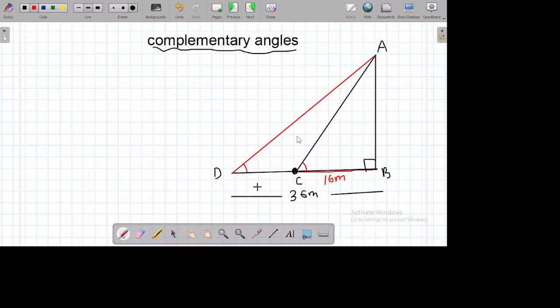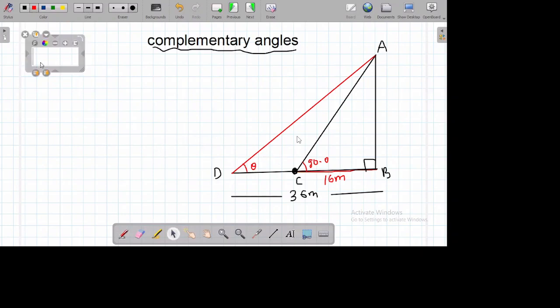So complementary angle means one angle will be theta, and the next angle will be 90 minus theta. In this way, we have to suppose the angles. Complementary angle means one angle is supposed as theta, and the next angle is supposed as 90 minus theta.